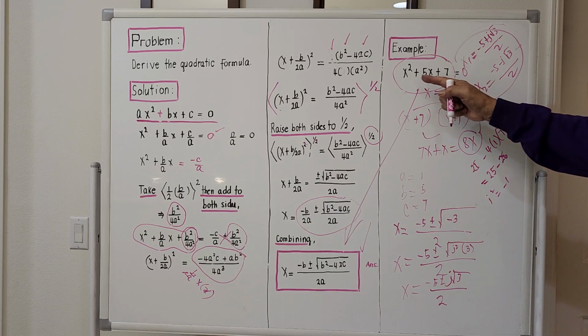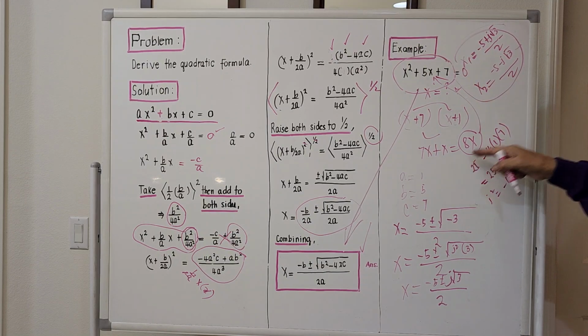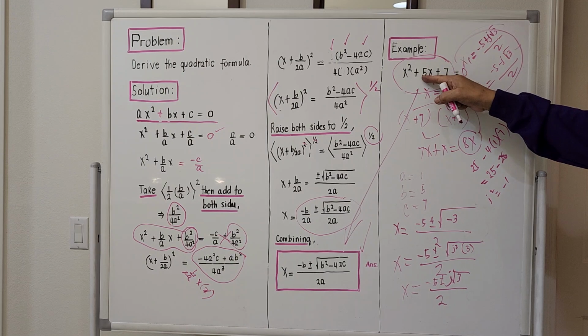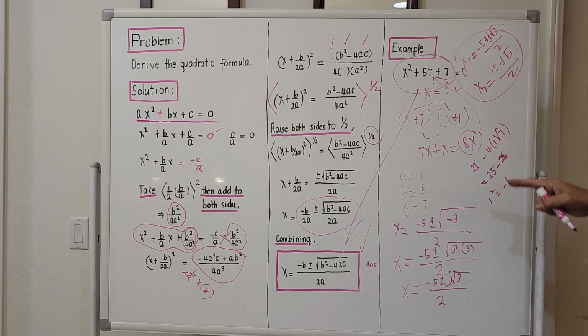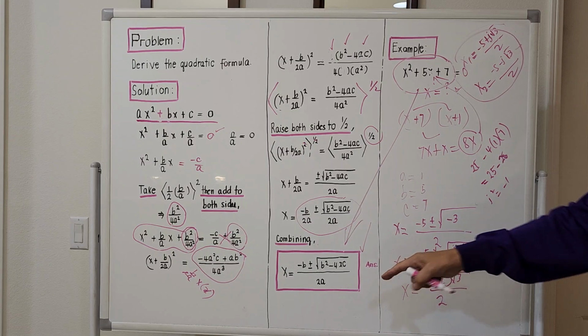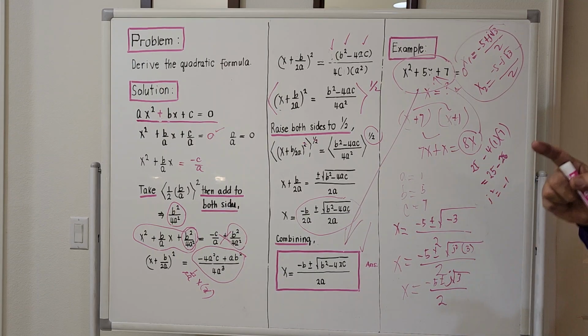Because if you try to factor it by inspection, the middle term will be wrong. What comes out will be 8x. And this 8x is not equivalent to 5x. Since they are not equal, it's a must that we use the quadratic formula. That's the importance of the so-called quadratic formula in algebra.